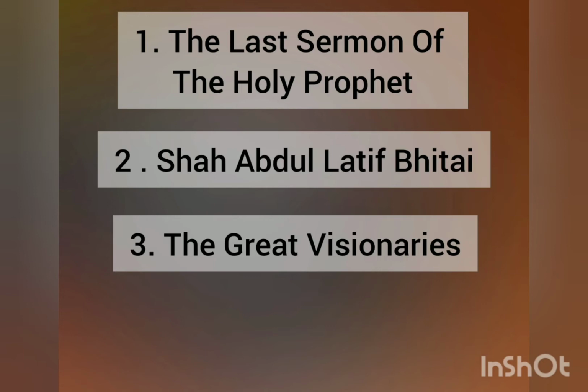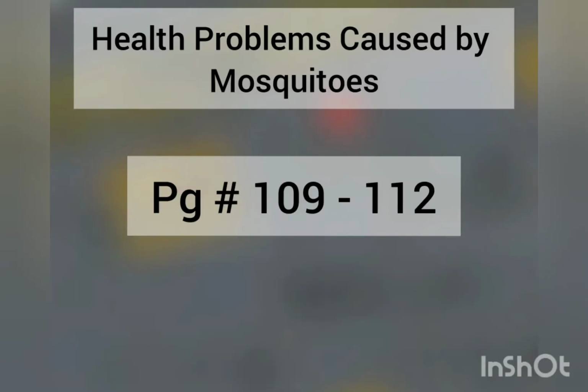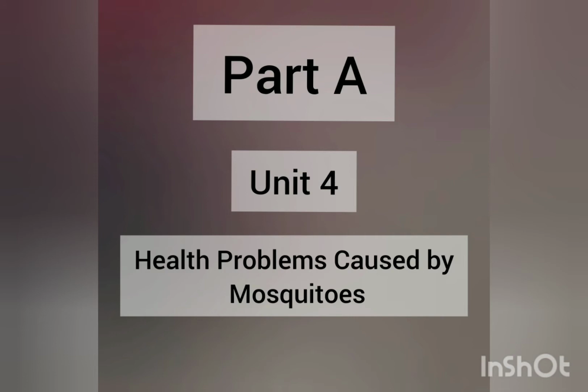After completing these 3 units, we are going to start our 4th unit as per the board's reduced syllabus, health problems caused by mosquitoes, which is at page number 109 till 112. Students, this unit has been divided into 2 parts. First part, part A, and the other part, part B.